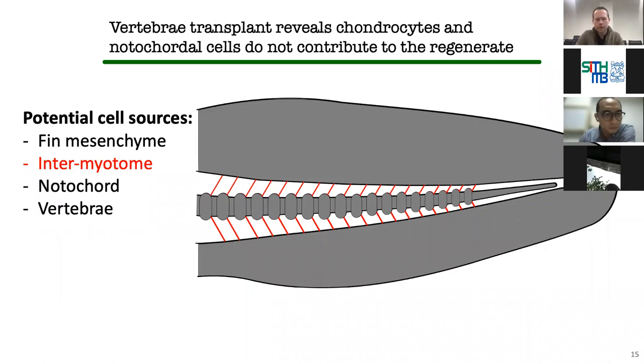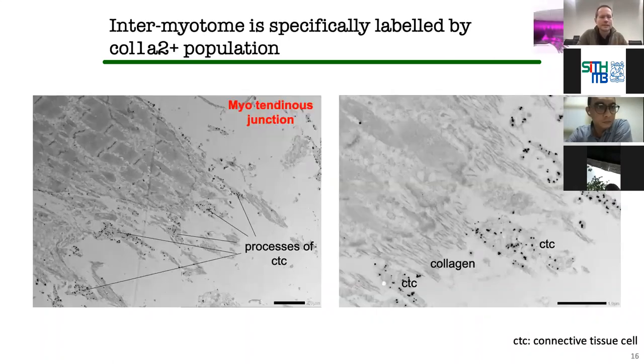So we really want to verify that this intermyotome population is indeed labeled because it's a very small and defined population. So we performed some electron microscopy that you can see here. So here are just some examples. We did some immunogold labeling of the cherry signal, which is shown here by these little black punctae.